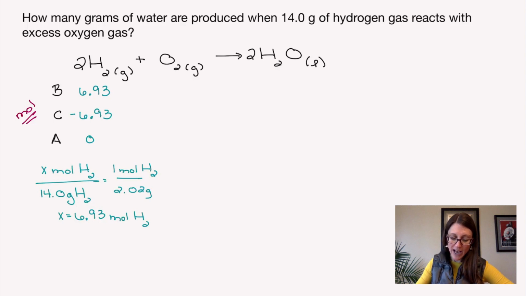The question was asking how many grams of water are produced. And I know that I have excess oxygen gas. So I know I don't start with any water. I just need to figure out the change, how many moles of water will be formed. And this is where the mole ratio comes into play. So I'm going to do this again using proportions.